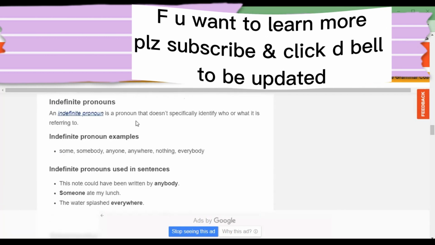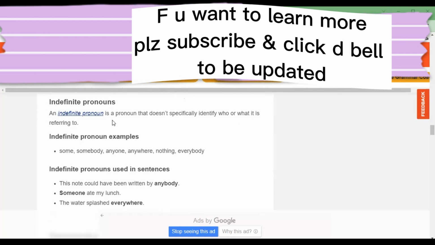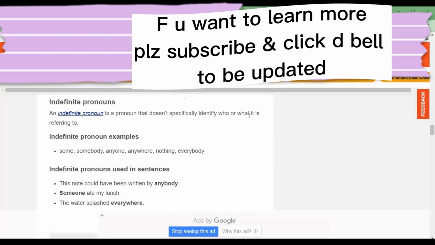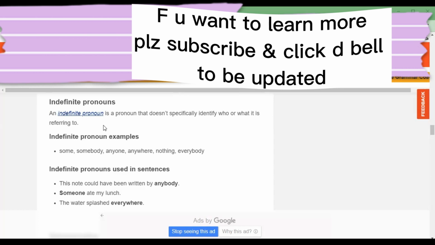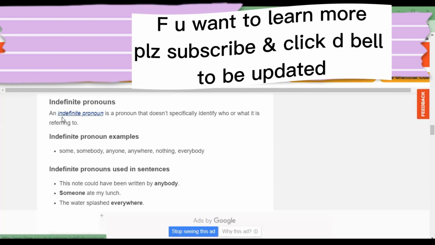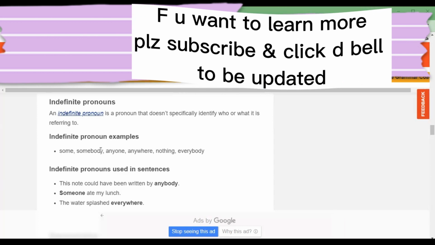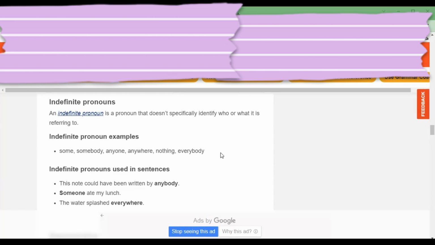Here we have indefinite pronouns. An indefinite pronoun is a pronoun that doesn't specifically identify who or what it is referring to. It is not specific. Examples: some, somebody, anyone, anywhere, nothing, everybody.